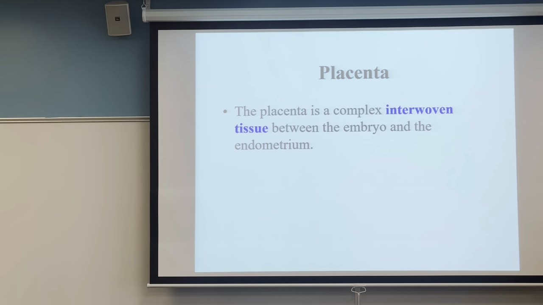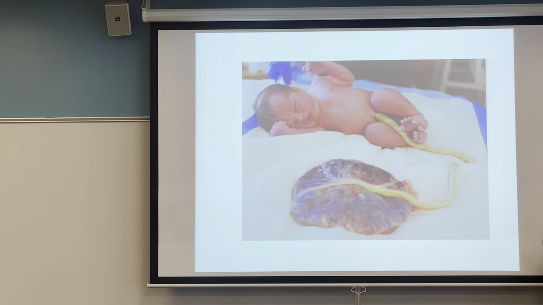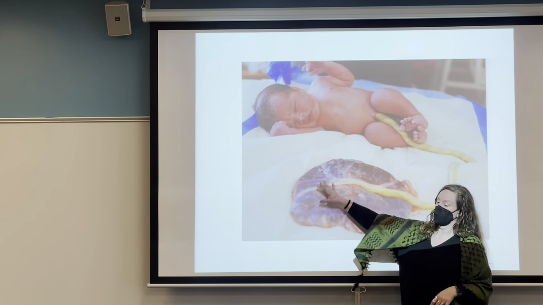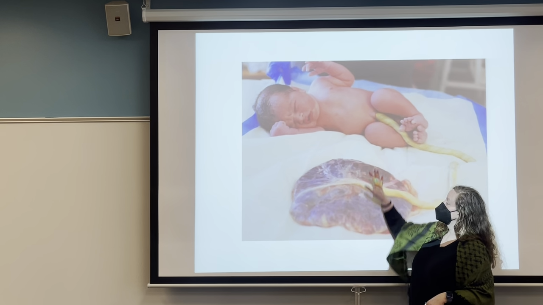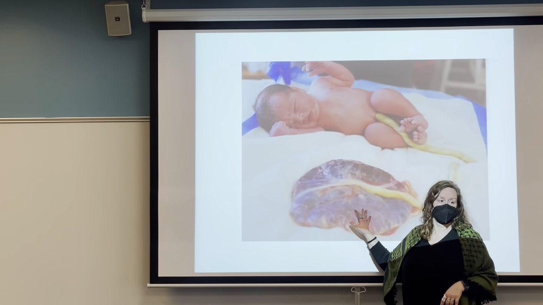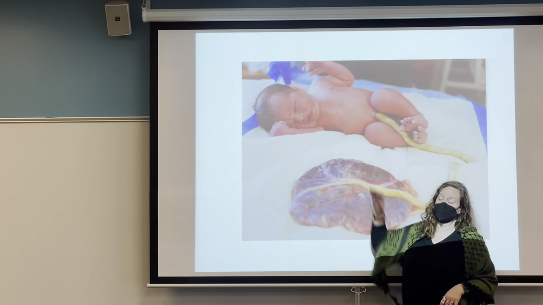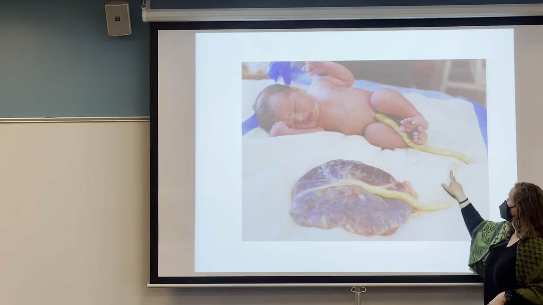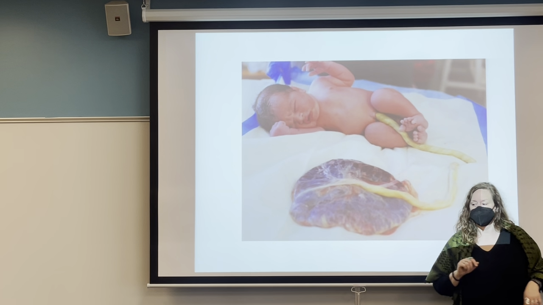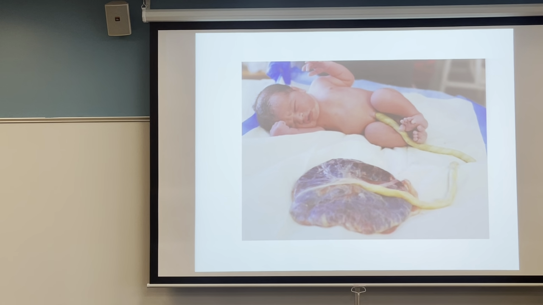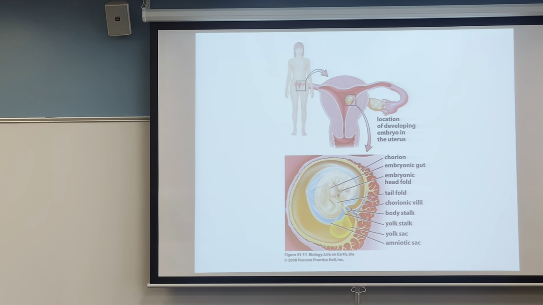The placenta develops more and more as the embryo develops, and you can see in this picture next how big the placenta becomes. Oh, wow. Yeah. The placenta is very large relative to the size of the baby. Look how long the umbilical cord is. Did you have a picture before that? Did I? I will. I don't know. I missed it. Oh, okay.